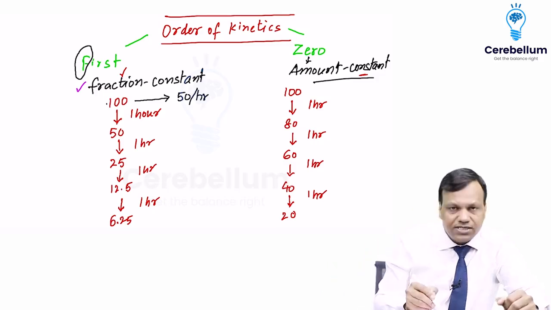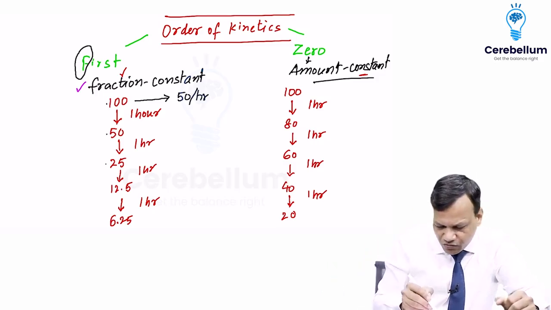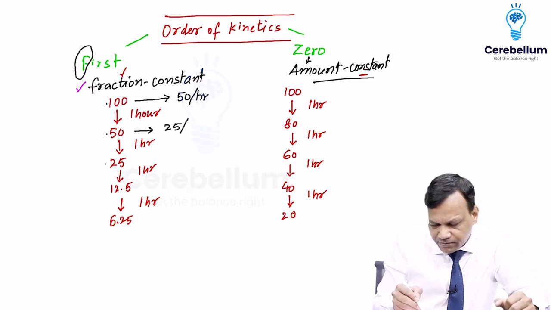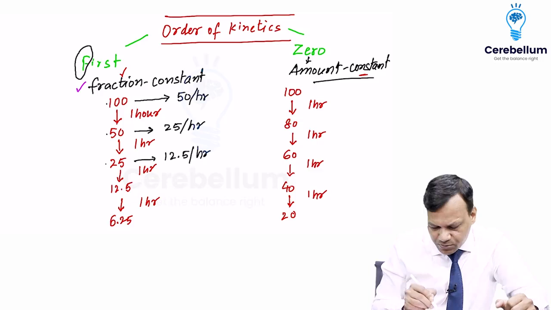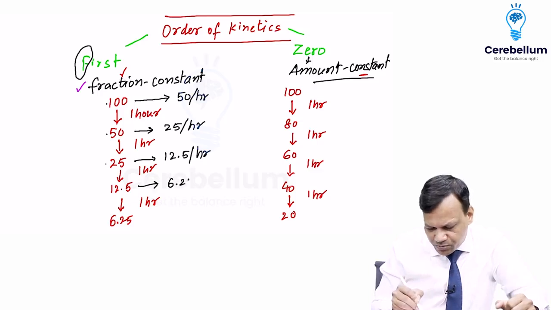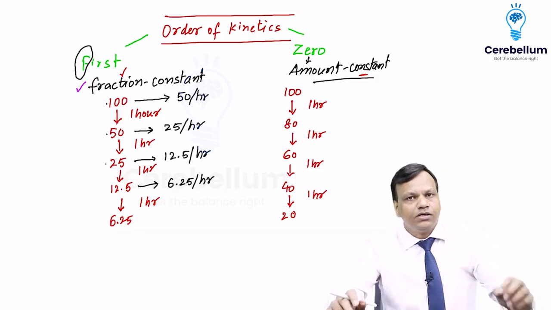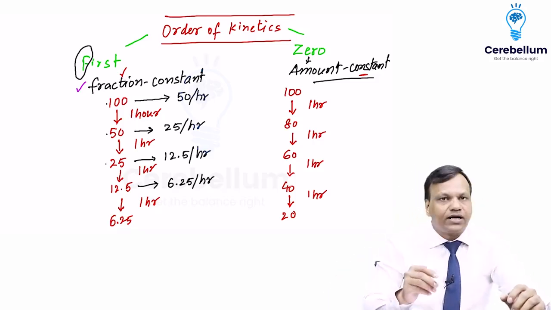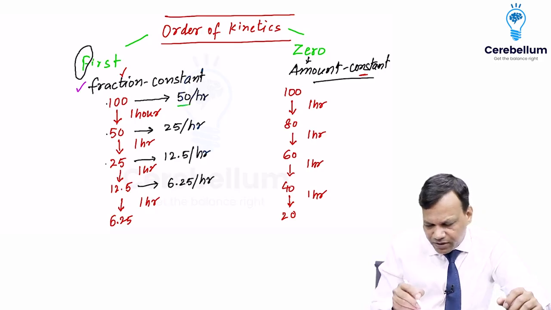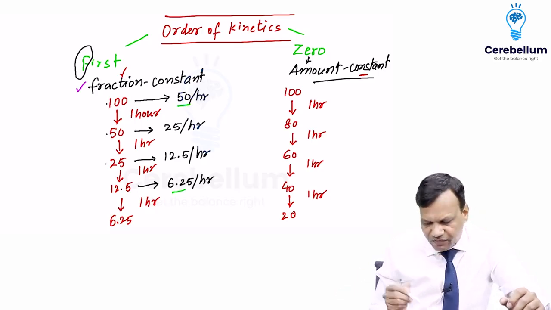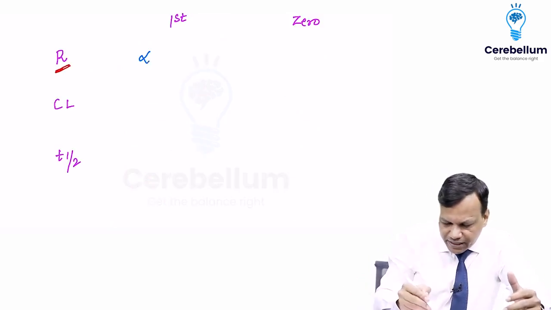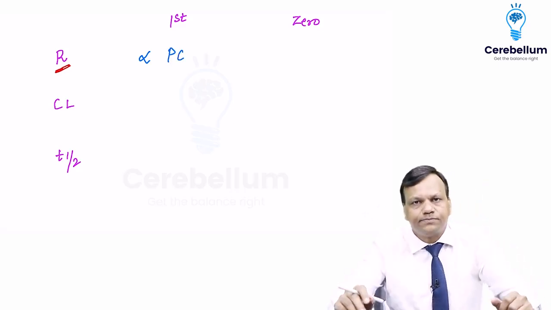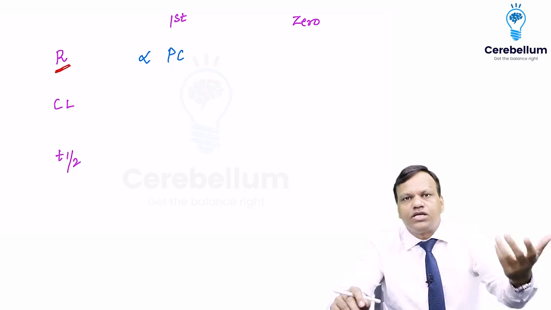Okay. So how much is the rate of elimination here? Out of 50, 25 has gone. So 50 minus 25, that means 25 per hour. At this point, 25 minus 12.5, so it will be 12.5 per hour. At this point, 12.5 minus 6.25, it is 6.25 per hour. So what we note is, in first order kinetics, at high concentration, rate of elimination is high. At low concentration, rate of elimination is low. Or we can say in first order kinetics, rate of elimination is directly proportional to plasma concentration. The more the concentration, the more the rate of elimination.